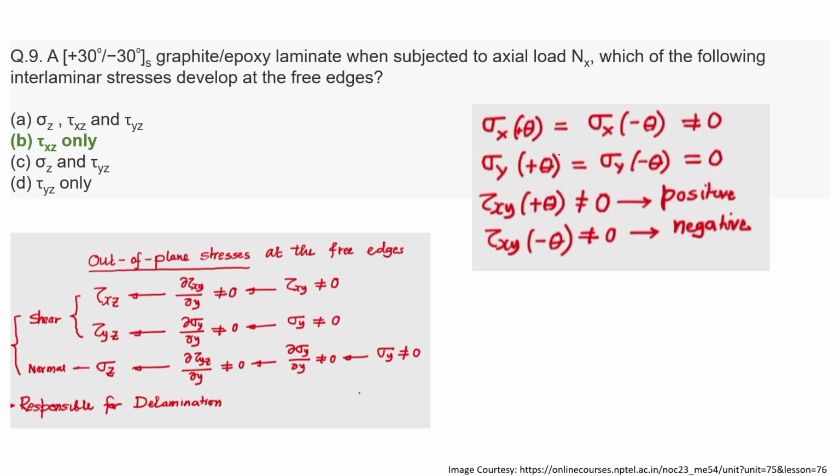Sigma y for plus and minus theta is equal to 0. Tau xy for plus theta is not equal to 0 but is positive, and tau xy for minus theta is not equal to 0 and it is negative. From this conclusion we see sigma y is not there, sigma x is there and the tau xy value is there. By using that, for the outer plane stresses we will get sigma y as 0, so this value you will not get. The only value you will get is the value of tau xy. So option B is the correct one.